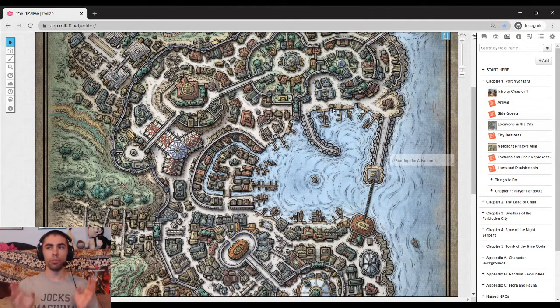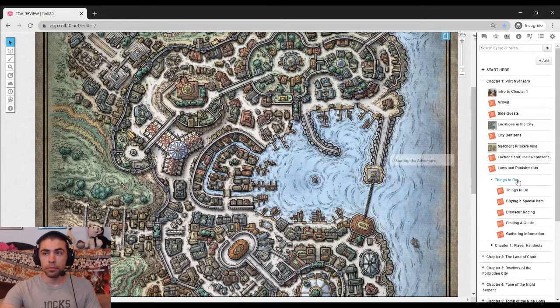All of those merchant princes listed right there have their own flair to them. They have huge amounts of information on how to roleplay them, and if they're good, and if they're evil, and if they're antagonists to the party, which most of them are as written, but can certainly make great allies if the players are willing to help them out. There are a lot of things to do in this city.